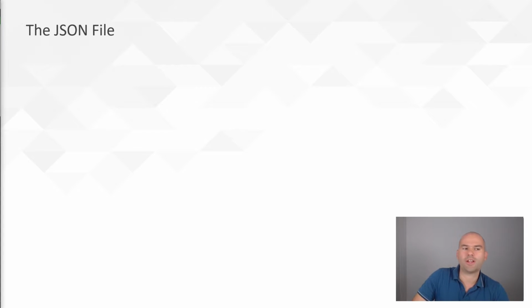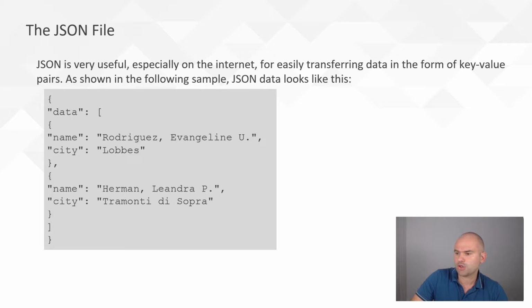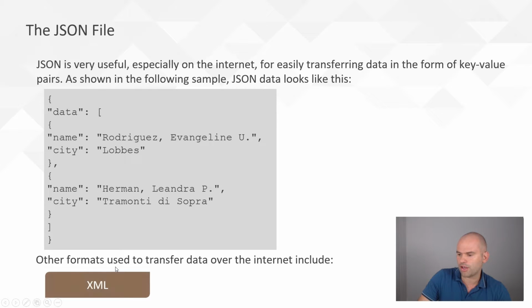Next, we have the JSON file. That stands for JavaScript Object Notation. It's particularly used on the internet for transferring data between APIs, and this is what it looks like. So JSON data is, as you can see, you do have these curly braces here, but you can imagine it as a list of dictionaries. So it's grouped in key value pairs. As I said, it is the standard. However, there are others like XML and protocol buffers.